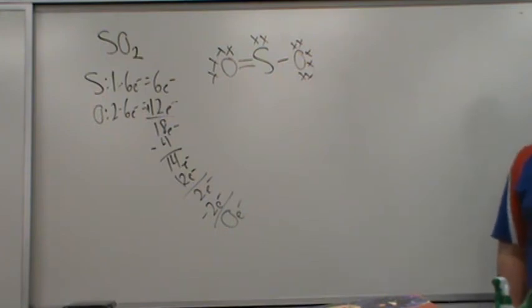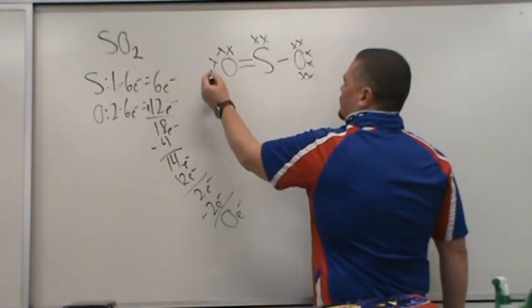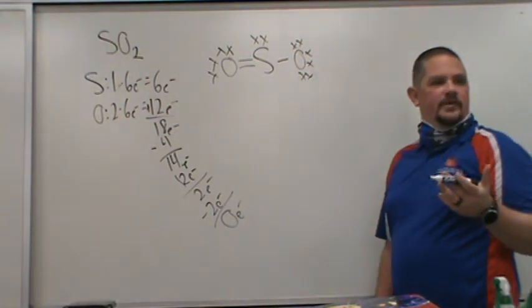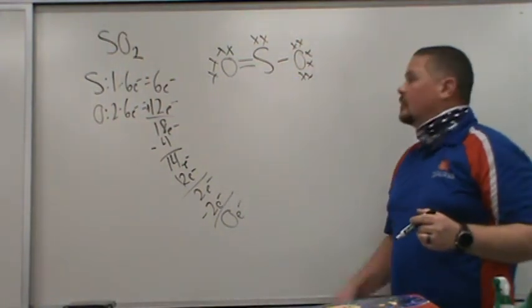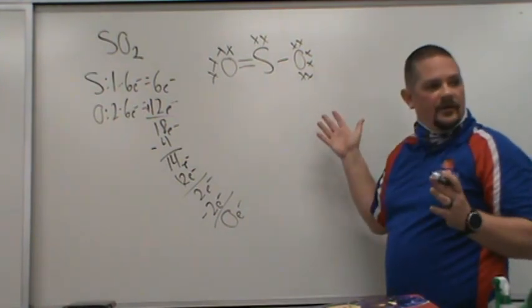So let's just count to make sure that everyone's still happy. Oxygen on the left: 1, 2, 3, 4, 5, 6, 7, 8. Okay, it's reached the octet. Great. We know the oxygen on the right is happy, right? So we don't have to worry about that.